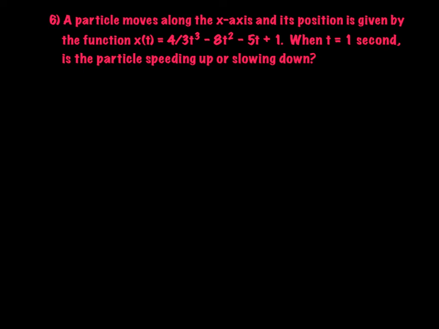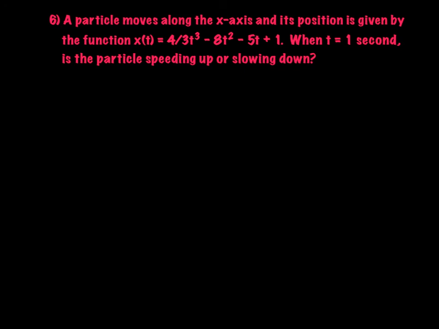If we're asked a question like this, talking about when it's speeding up or slowing down, there's two things you can think about. First of all, we have to know that we are looking at the signs for both the velocity and the acceleration function. If at the time given the signs are both the same, then the particle is speeding up. If the signs are different, one positive, one negative, then the particle is slowing down.